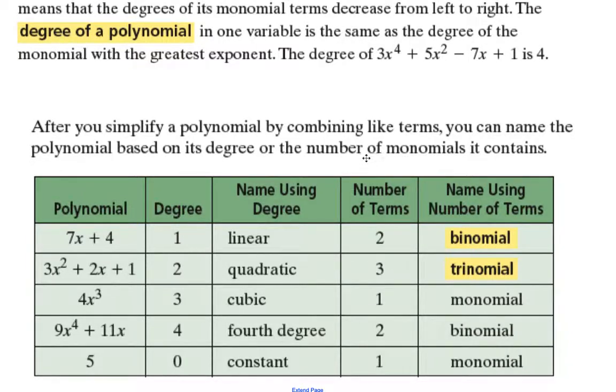You're going to need to classify the polynomials based upon the degree and the number of terms, and you're going to need to use these official algebraic words. You can't just say degree 1. You're going to have to say linear. You can't say degree 2, you say quadratic. You have to use the actual proper language.